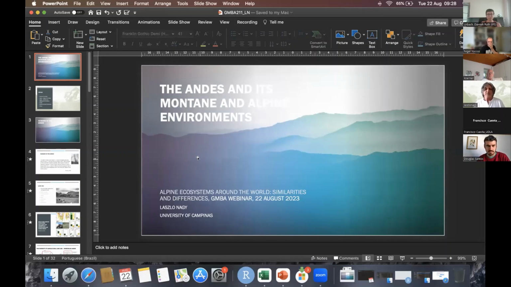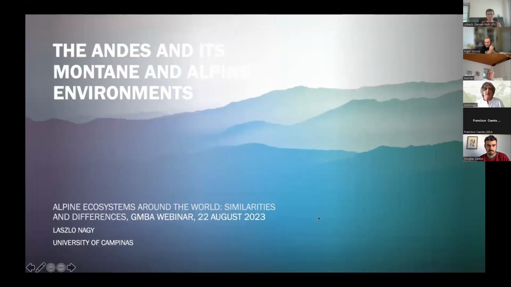And what I'm going to do today is tell you about the Andes in its mountain and alpine environments. Mountain and alpine, because alpine, as very clearly was put by Nigel, is really only in the Arctic, where you don't have to have an elevation gradient, a forest line going up a mountain. You find it already at sea level. So we can't really talk about alpine in most of the mountains without talking about the mountain as well.